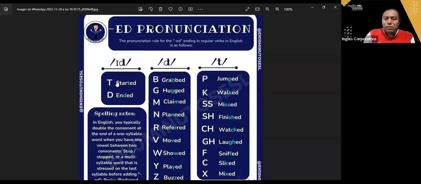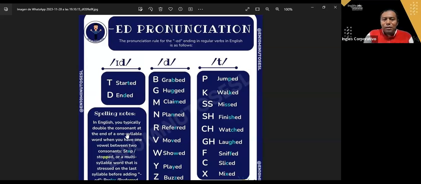Y si se aprende este grupo primero y el tercer grupo, el que se pronuncia como T, las demás letras van a ser D, ¿verdad? B, G, M, N, R, V, W, Y, X, Z. The ED is going to be pronounced as a letter D. For example, grab, grabbed; hug, hugged; claim, claimed; plan, planned; refer, referred; move, moved; show, showed; play, played; buzz, buzzed. Ok, como una D. Esta ED se va a pronunciar sencillamente como una D si el verbo termina en estas letras.